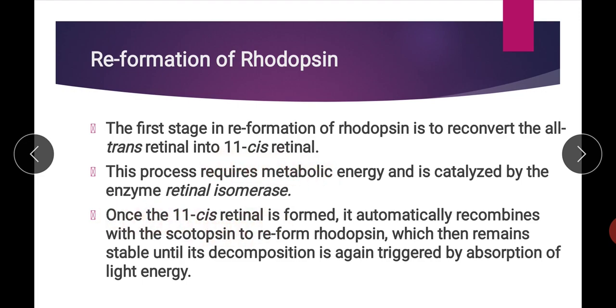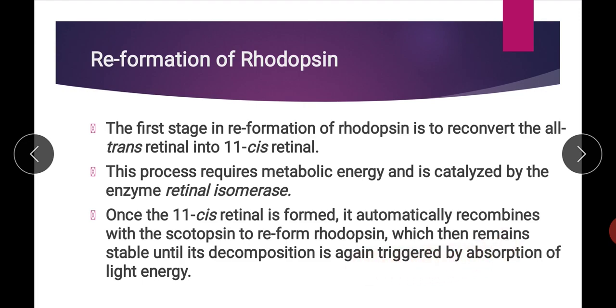Once the 11 cis retinal is formed, it automatically recombines with the scotopsin to reform rhodopsin, which then remains stable until its decomposition is again triggered by absorption of light rays.